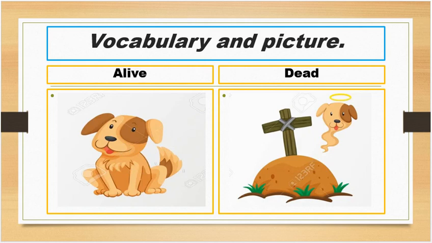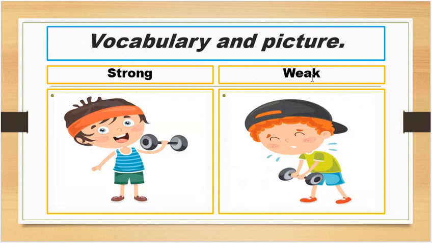So next we have strong and weak. If you see, the boy here can carry these dumbbells, while this one here, the boy, he cannot carry the dumbbells. It means this boy has a lot more energy than this one. Maybe this one is not sleeping at night, or he does not eat a lot, so that's why he doesn't have any energy. So he is weak. Again, the opposite of strong is weak, and the opposite of weak is strong.